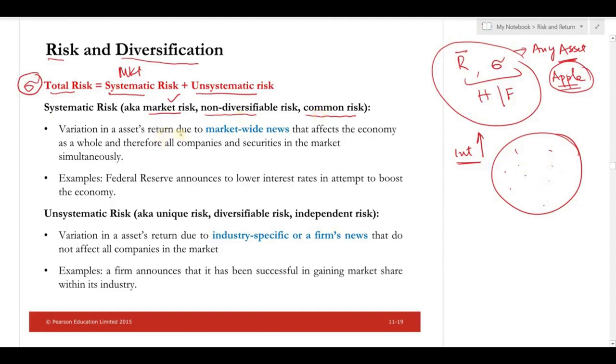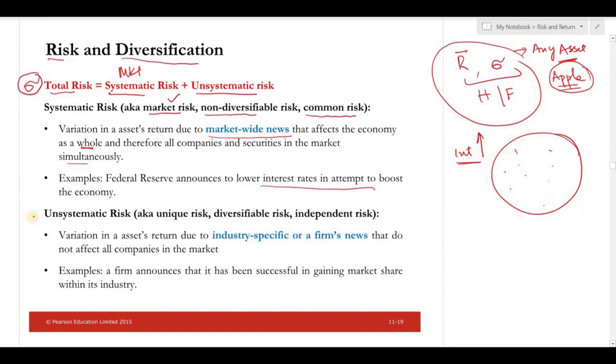Okay, so it is the variation in the asset's return due to market-wide news that affects the economy as a whole, this is very important, and therefore all the companies and securities in the market simultaneously. So for instance, the Federal Reserve announced a lower interest rate in an attempt to boost the economy. So if the interest rate increases, it will affect all the sectors in the economy, basically all the stocks in the market or the overall economy.